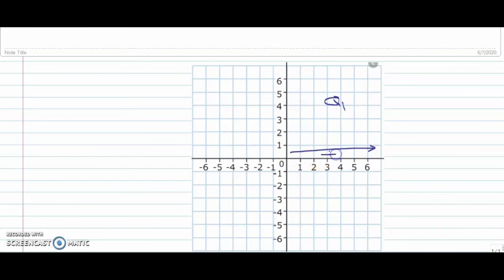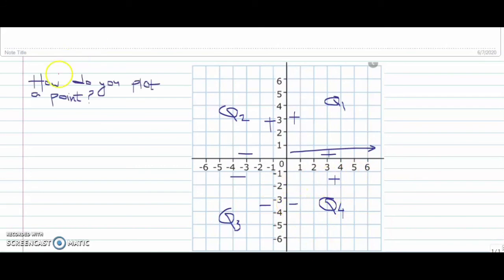So in Q1, that is quadrant 1, you can see x-axis is positive and y-axis is also positive. And in Q2, x-axis is negative and y-axis is positive. And in Q3, both x and y-axis are negative. And in Q4, what do you identify? X is positive and y is negative, isn't it?